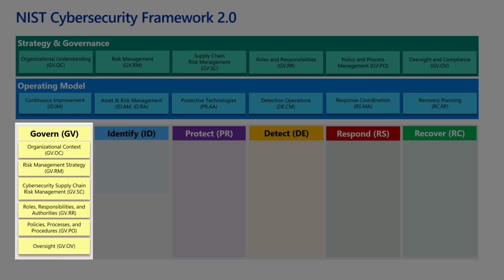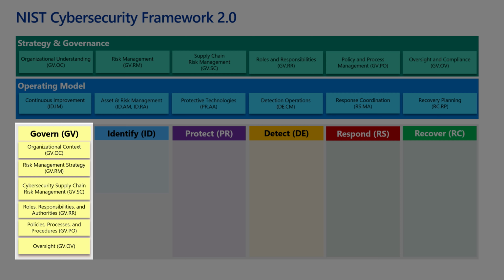The policies, processes, and procedures element, GV.PO, focuses on creating documented standards and procedures that govern cybersecurity practices within the organization. These guidelines ensure consistency, clarity, and compliance, forming the backbone of a robust cybersecurity program.